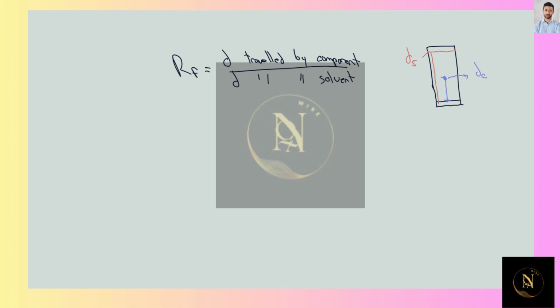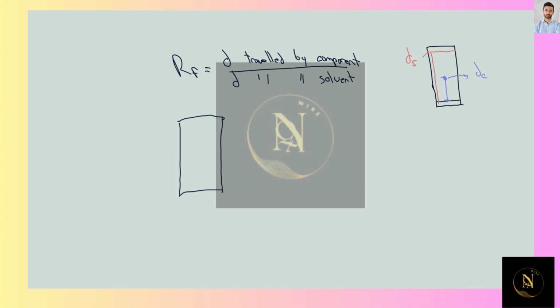So, what is going to be the best solution for the separation? The best solution for the separation is going to be the one that allows you to have different retention factors for the components that you have. Now, in some cases, you're going to find that an ideal retention factor is something close to 0.3 when you want to separate one component only.